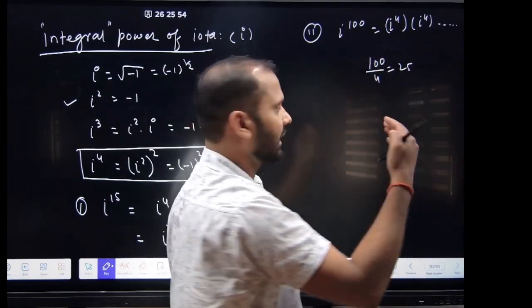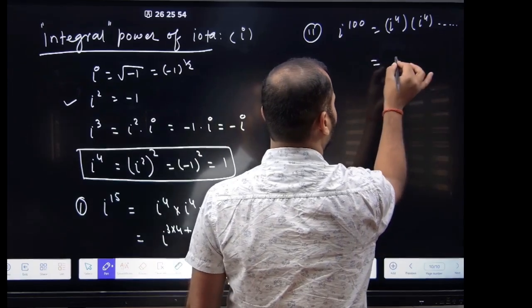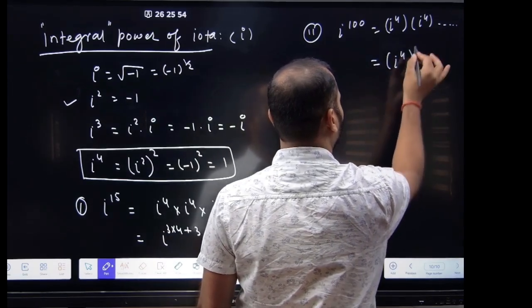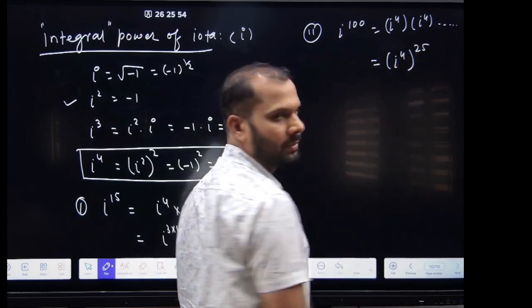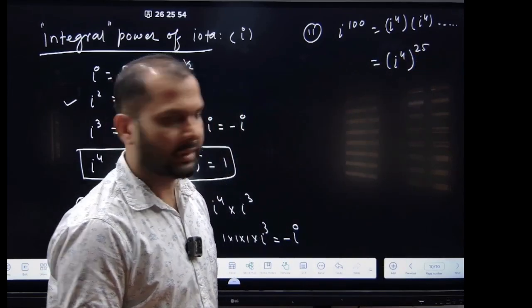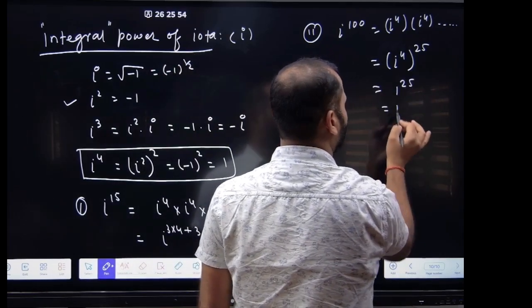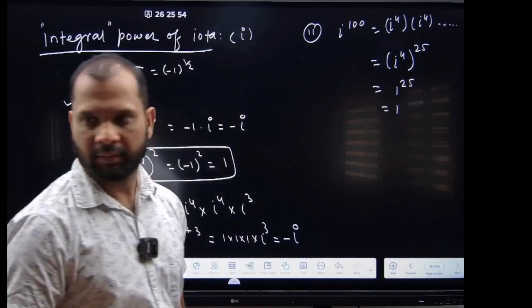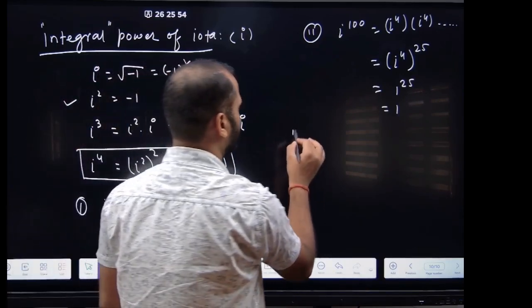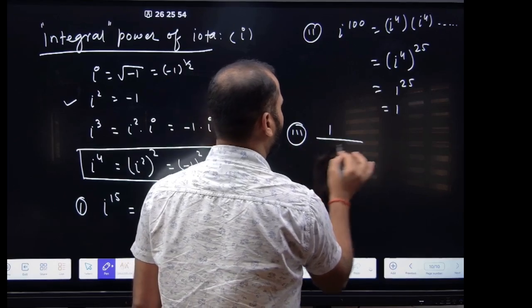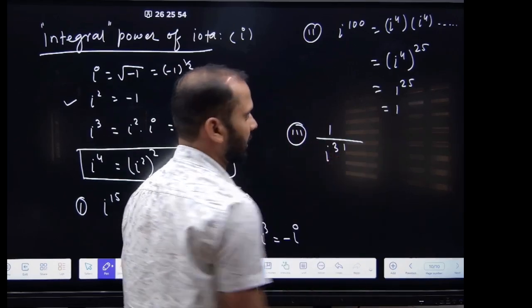Base is same, powers I can add. Or by maths we can apply i to the power 4 to the power 25, same. 25 into 4 is 100. How much will it be? 1 to the power 25, which is 1. Very simple. Correct? Now third one. You write 1 by i to the power, let it be 31. Now you tell me.